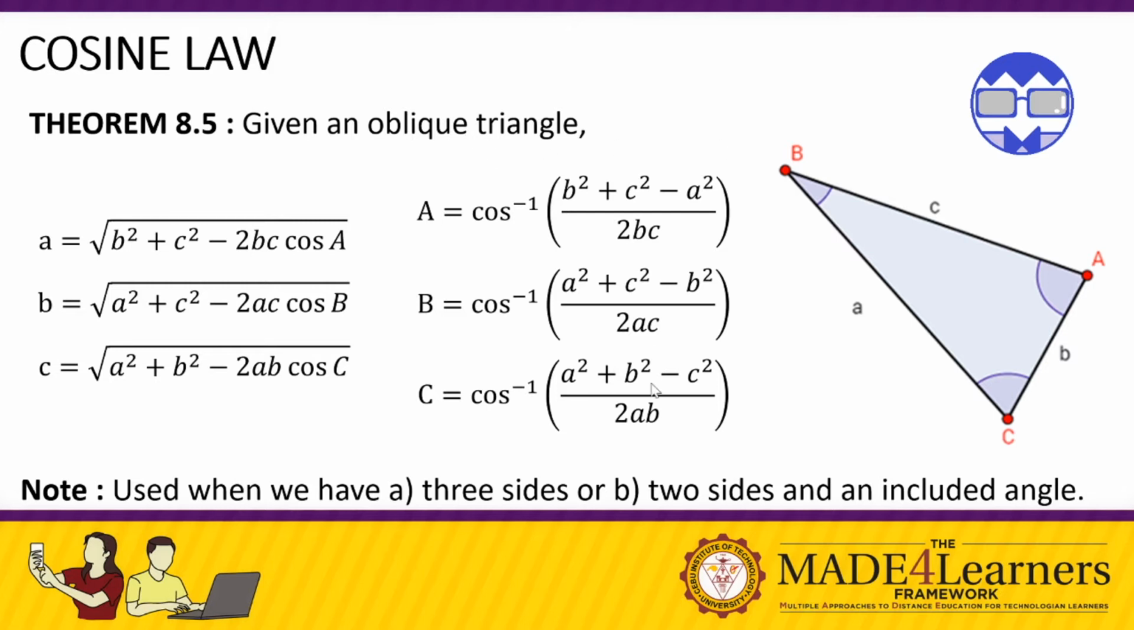So again, we have an oblique triangle. In this scenario, the given is either 3 sides or 2 sides with an included angle. So what is the implication of this? The implication is that you can never find a pair of angle and side, unlike in the sine law. So in that scenario, you're going to use these formulas.